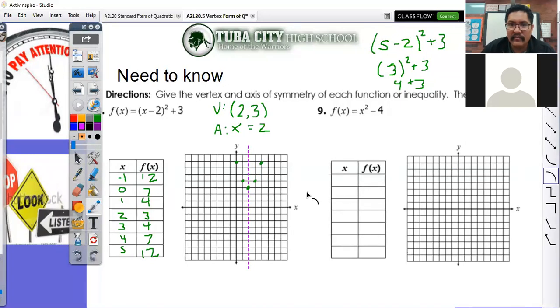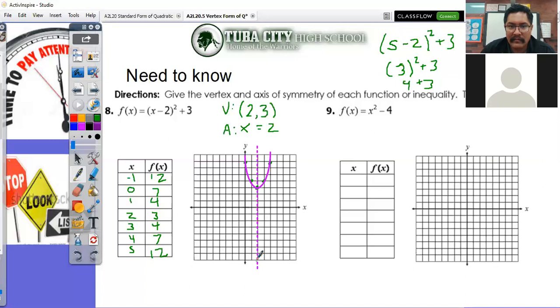And I can't graph any more of them, so we're going to just graph what we can here. Try our best to go through as many of those points as we can for our parabola. And again, parabolas are curvy, they're not straight, so don't connect the dots. And there we go. So that is graphed.